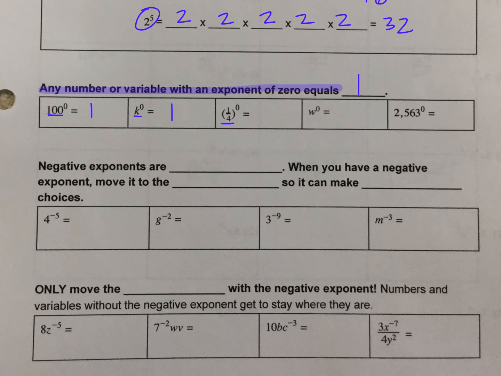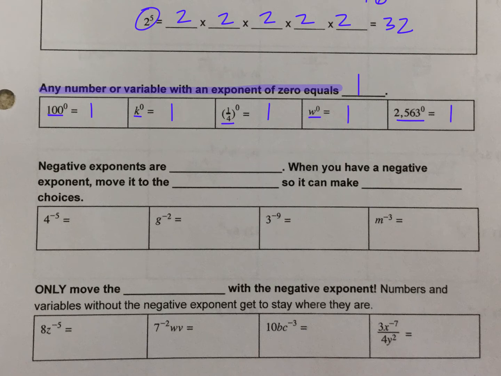Here I have a fraction to the 0 power, but it doesn't matter because anything to the 0 power is 1. Here I have another variable. I have a w to the 0 power. Well, it doesn't matter because anything to the 0 power is 1. And here I have 2,563 to the 0 power, but anything to the 0 power always equals 1. Know that, memorize that, embrace it.